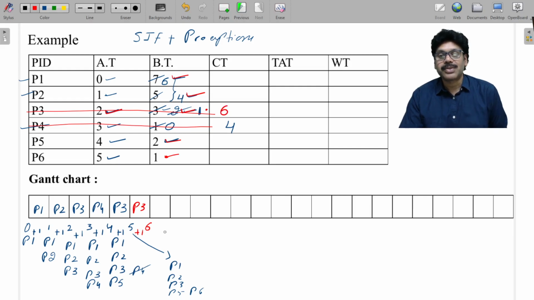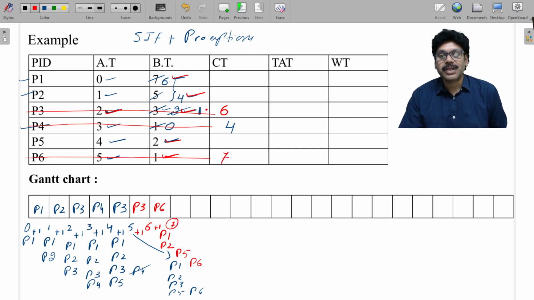And the rest of the processes: P1 is there and P2 is there, P3 is completed, P5 is balanced, and P6 is balanced. So among these four, which has the lowest burst time? Obviously 1. This is 1, this is 2, this is 4, this is 6. So P6 gets completed. P6 is executed for 1 unit of time. So P6 is completed at 7.